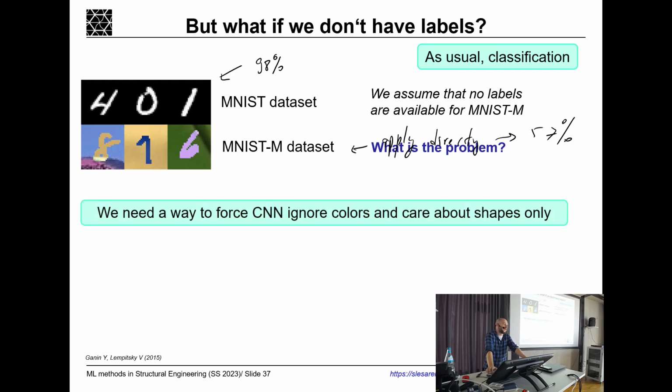So the thing is, the second domain, these examples from MNIST-M, contain colors and textures. And our CNN, when you do training, will actually pay attention to the colors. But we know that colors are not important. We know that what's important is the shape. So we need a way to force our CNN to ignore colors and care about shapes only.